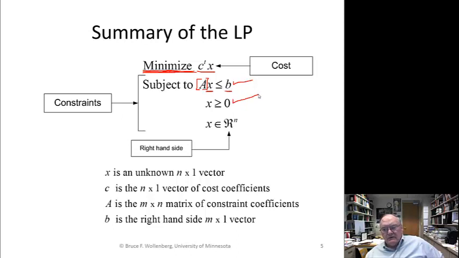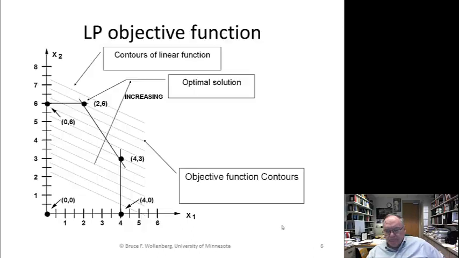And then we always say that the x's are greater than or equal to 0, and the x's are part of the real numbers. So x is a vector, n by 1. C is a vector of cost coefficients. A is an m by n matrix of constraint coefficients. So there's m constraints and n variables. B is the right-hand side, which is m by 1.